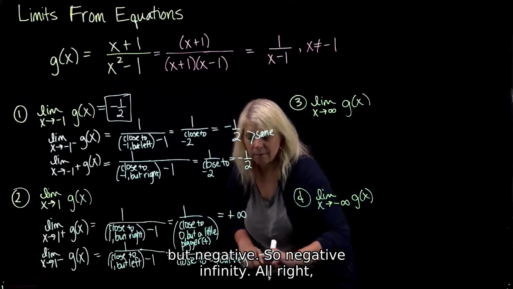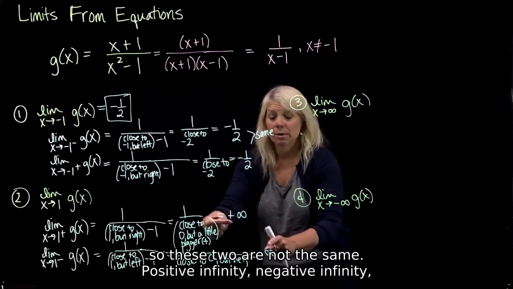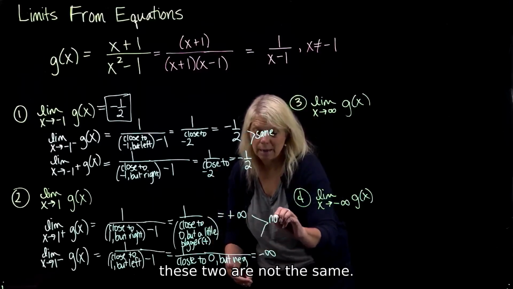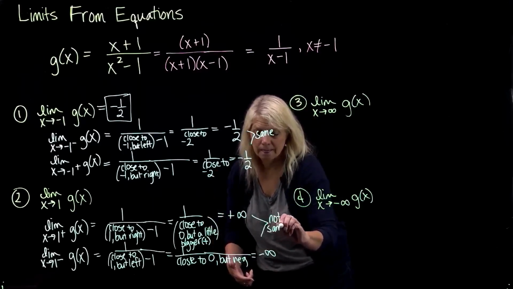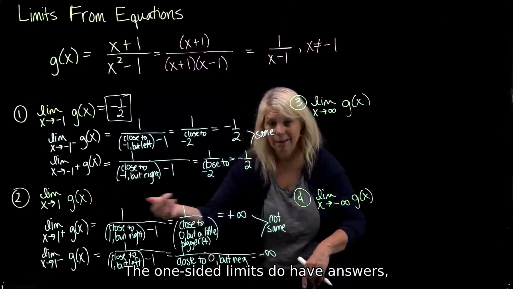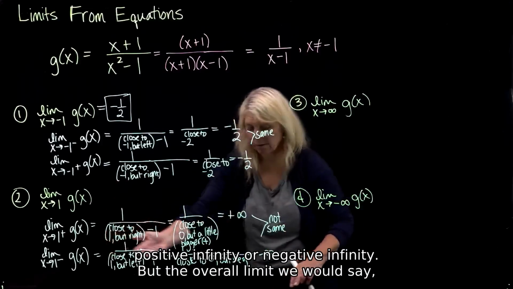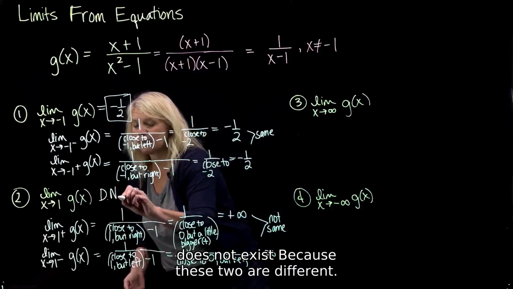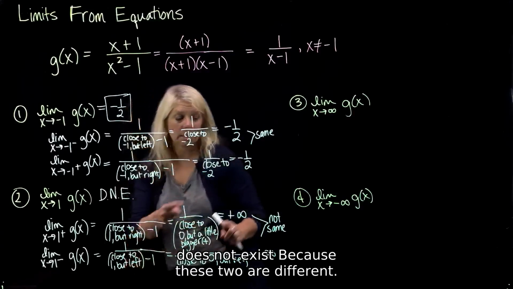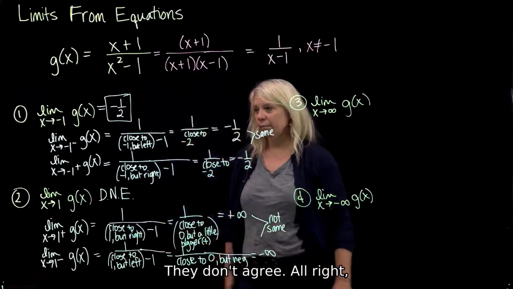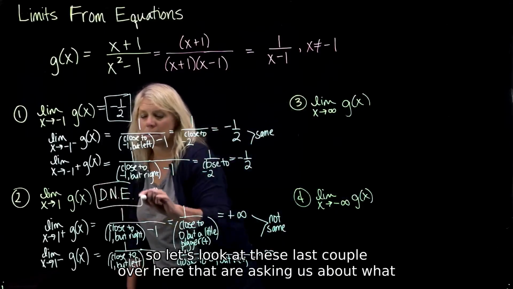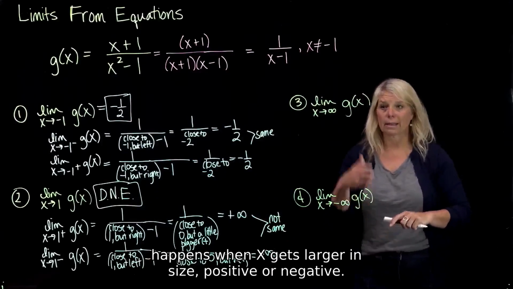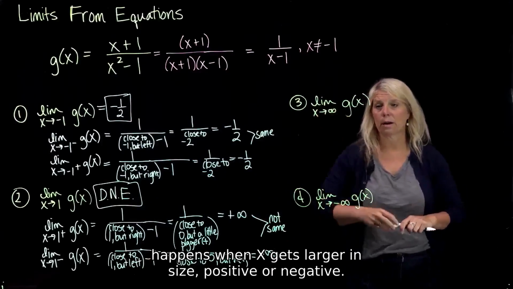So negative infinity. All right, so these two are not the same. Positive infinity, negative infinity, these two are not the same. The one-sided limits do have answers, positive infinity or negative infinity, but the overall limit, we would say, does not exist because these two are different. They don't agree. All right, so let's look at these last couple over here that are asking us about what happens when x gets larger in size, positive or negative.